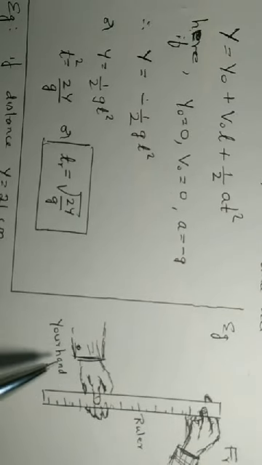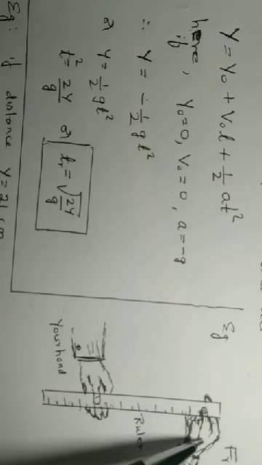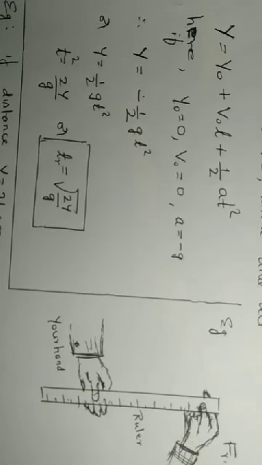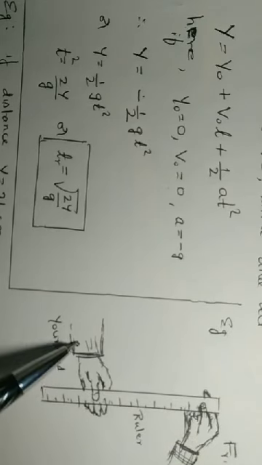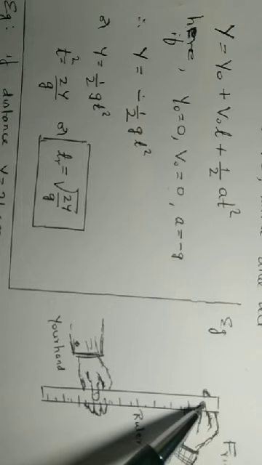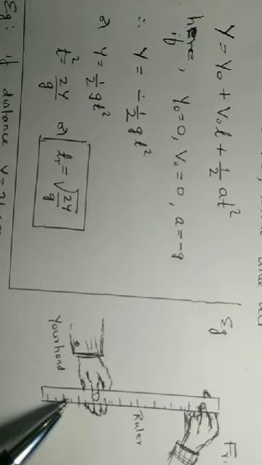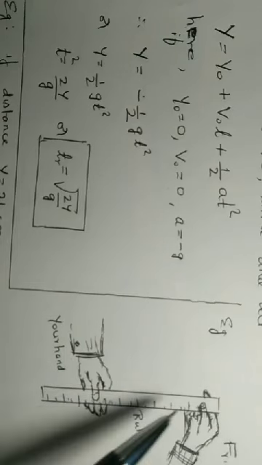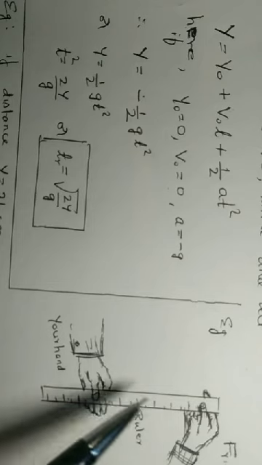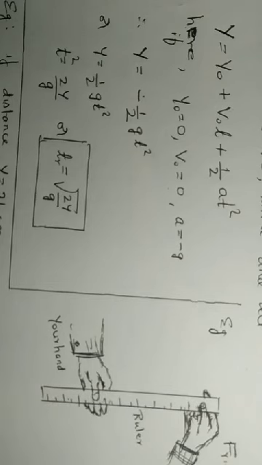So tell your friend to hold the ruler. This is the ruler. It must be passed between his thumb and forefinger. So when you release this ruler, tell him to hold. You can't hold at this point. The ruler will travel a little bit vertically downward. So the distance, how much the ruler traveled.